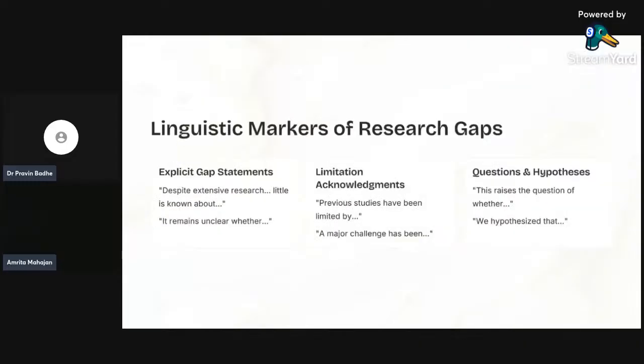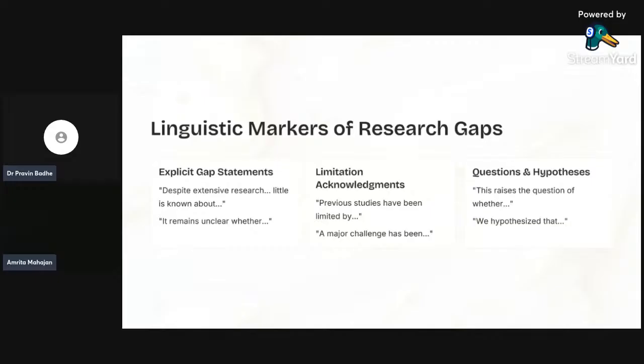As I have mentioned, the typical parts of a scientific abstract are background, aim, methods, results, and conclusion. And then comes the linguistic markers of research gaps. It's like explicit gap statements, like "despite extensive research, little is known about". For this type of sentence, there might be some answer to that. If there is no answer, then it can be called a gap.